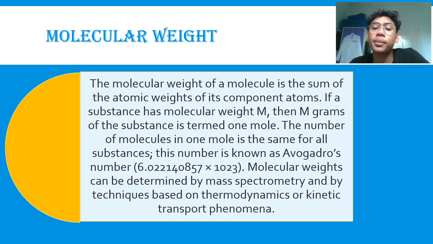Next, we are going to talk about molecular weight. The molecular weight of a molecule is the sum of the atomic weights of its component atoms. If a substance has a molecular weight M, then M grams of the substance is termed one mole. The number of molecules in one mole is the same for all substances. This number is known as Avogadro's number. Molecular weight can be determined by mass spectrometry and by techniques based on thermodynamics or kinetic transport phenomena.